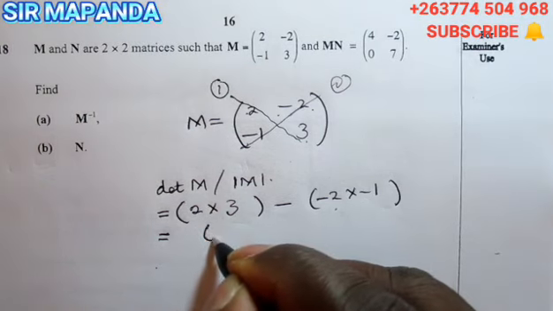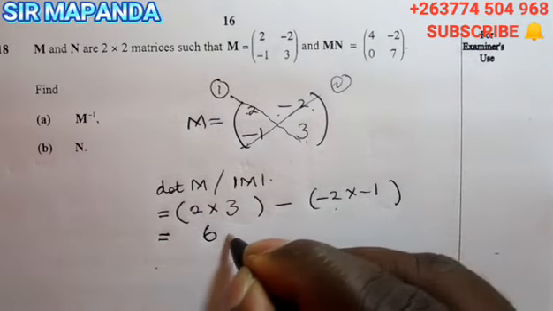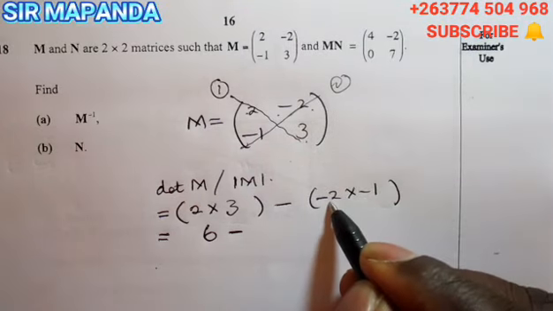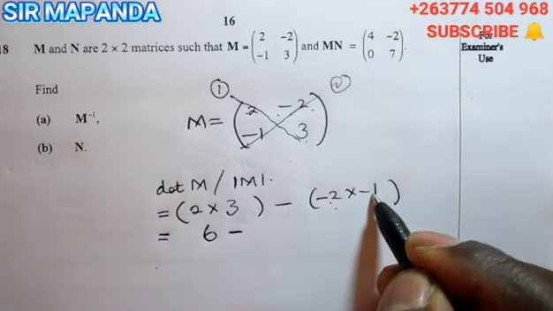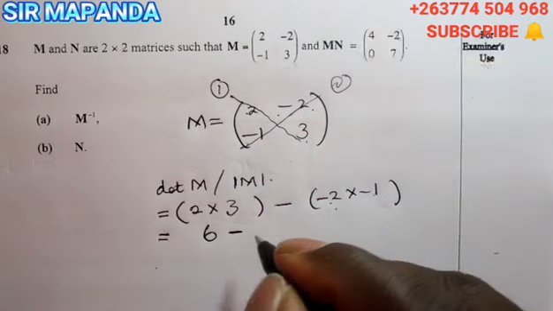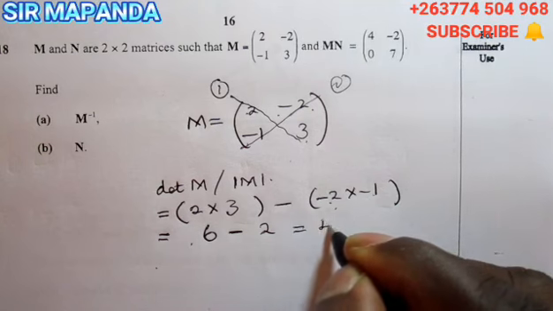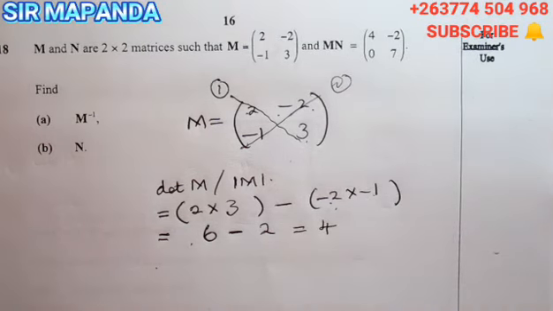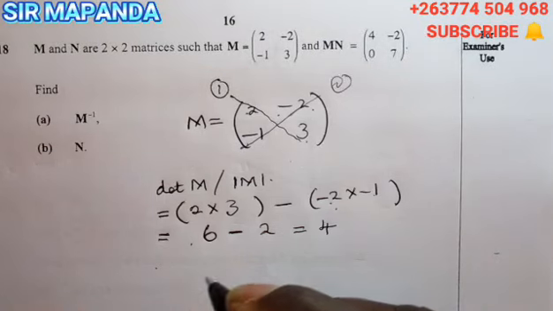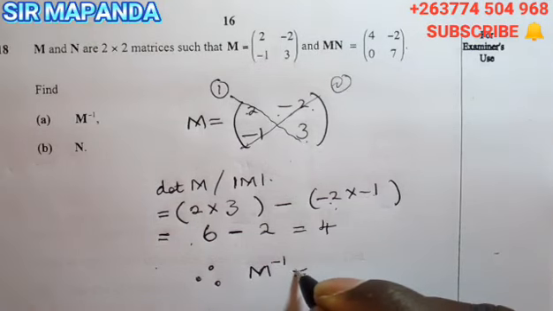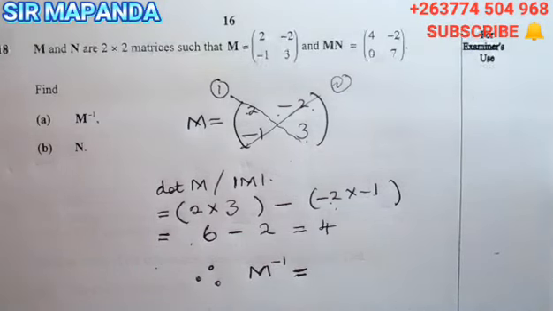2 times 3, you get what? 6. Then you put the negative sign in between the brackets. Minus 2 times minus 1, you get positive 2. So it gives 6 minus 2, which is equal to 4, where 4 is representing the determinant of the matrix M. So after identifying the determinant, it is now easy for someone to write down the inverse of M.